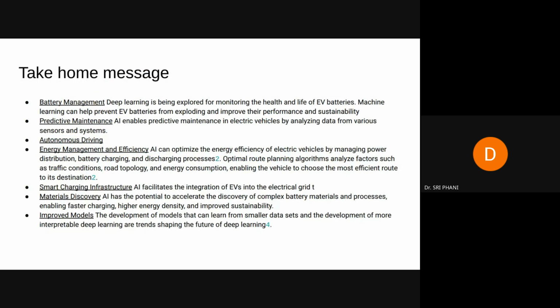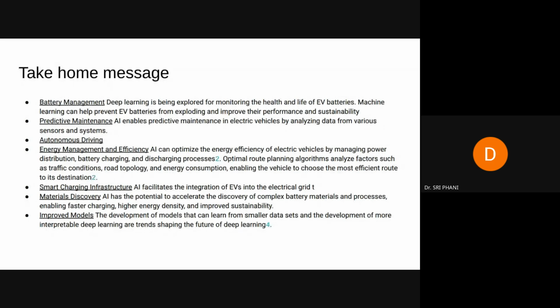So basically, the take home message is that there are various problems being handled in electric vehicles from an AI expert perspective. The first prominent thing is battery management. Next is predictive maintenance. Next is autonomous driving. Next, energy management and efficiency. And of course, smart charging and infrastructure doesn't directly go into the EV vehicle, but from a charging station point of view, because that is closely related with electric vehicles.